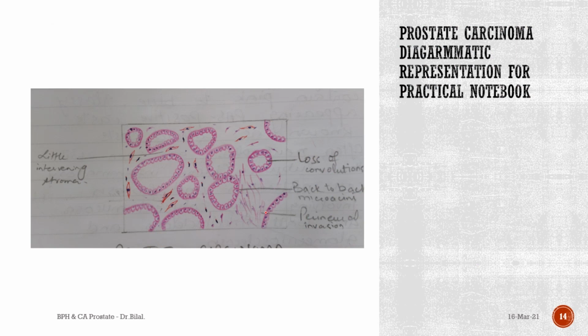This is a diagrammatic representation of prostatic adenocarcinoma. Here I've shown perineural invasion as well. This can be seen in many prostatic adenocarcinoma cases, and it's very helpful. It's an essential part of the report when we sign out prostatic adenocarcinoma cases.